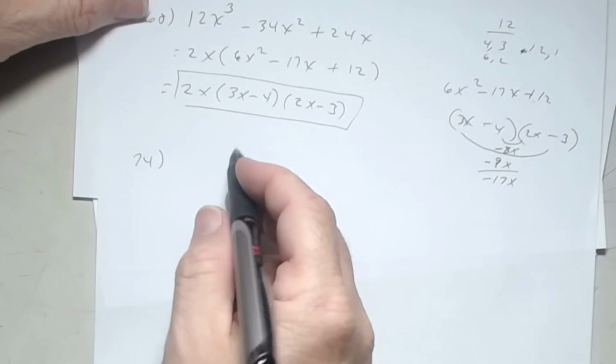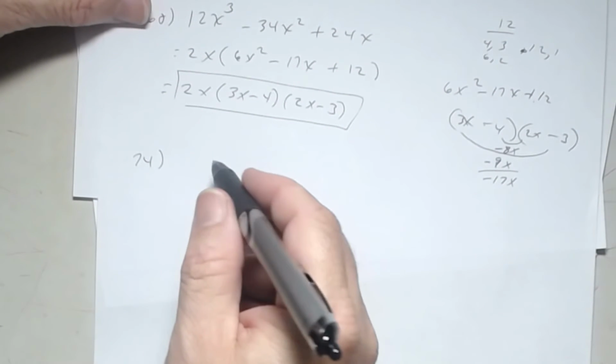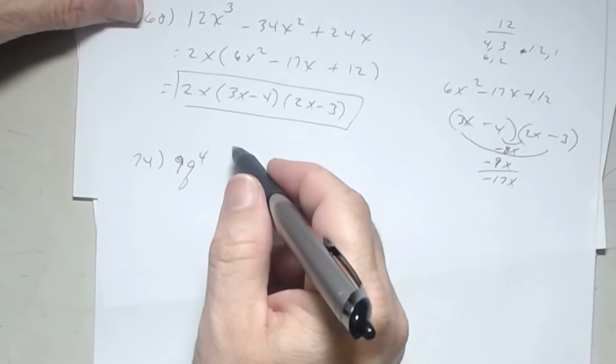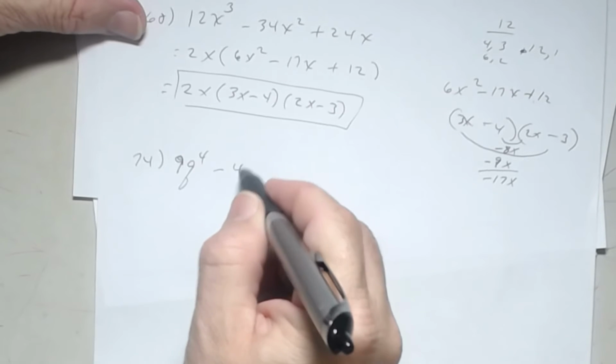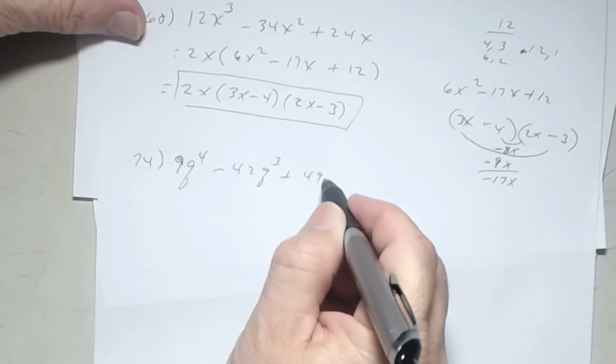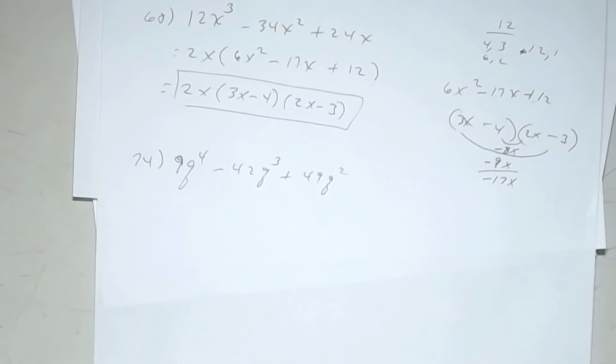All right, in 74 you have 9q to the 4th minus 42q cubed plus 49q squared. Well, 49's a perfect square, but don't look at that first. We're supposed to look at the GCF first. Okay, what's the GCF? Q squared.